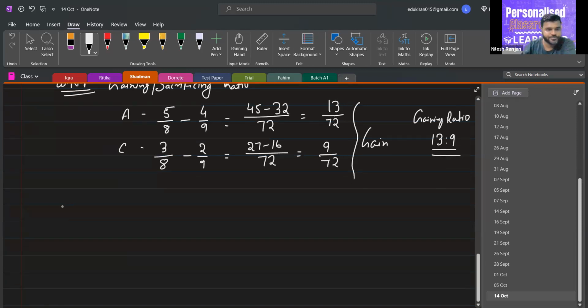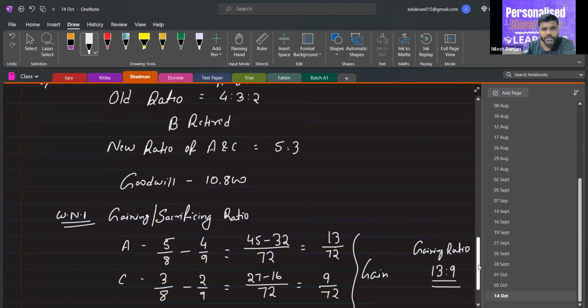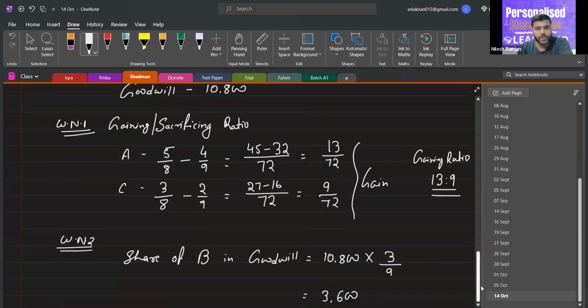Now, goodwill part. So, working note number 2. Share of B in goodwill. 10,800 is total goodwill. And the old ratio of B was 3:9. So it is $3,600.